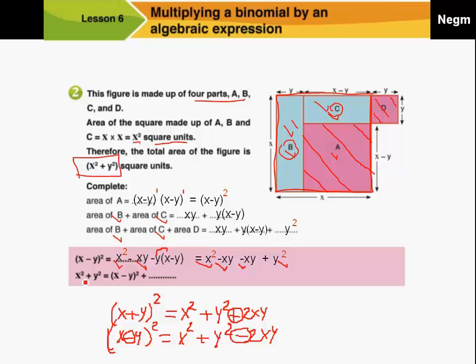Okay, here, x squared plus y squared. Take minus 2xy and move it to the other side. So it will be x minus y to the power 2 plus 2xy.